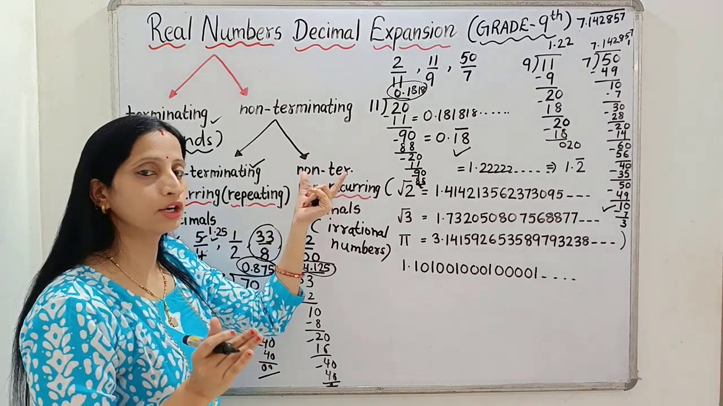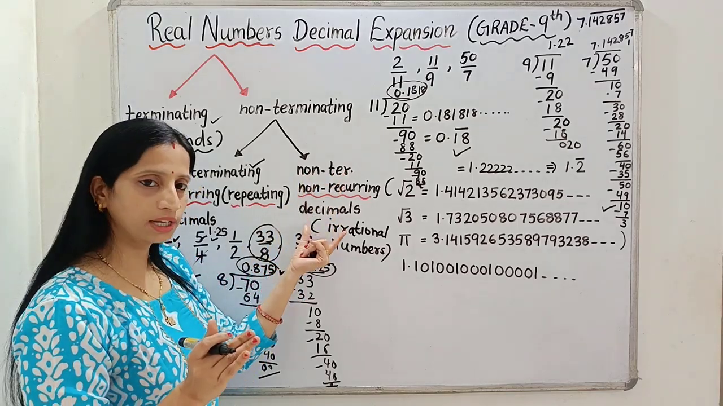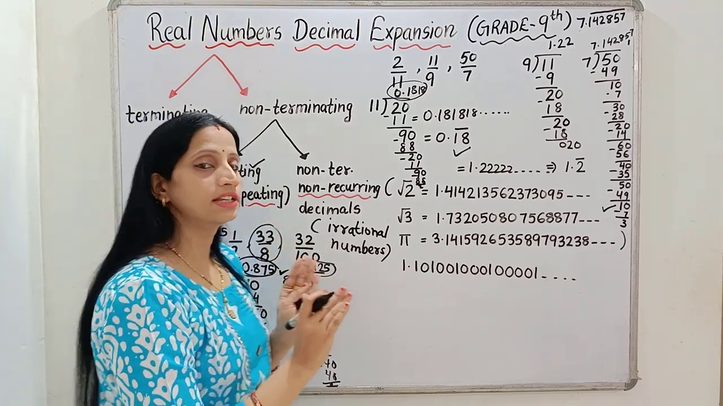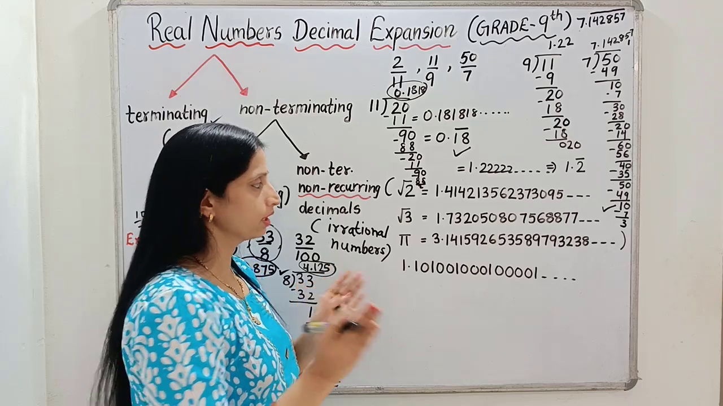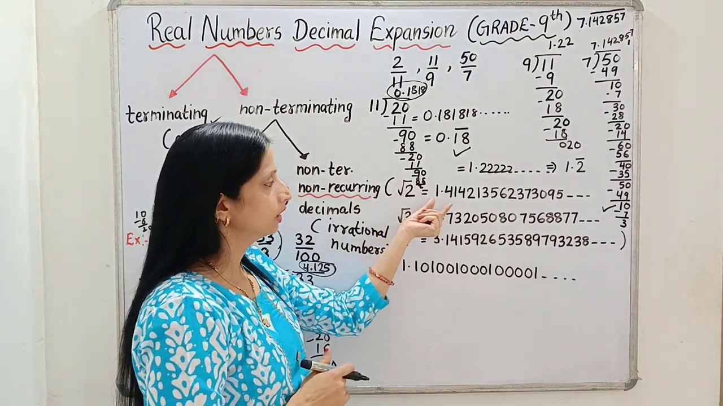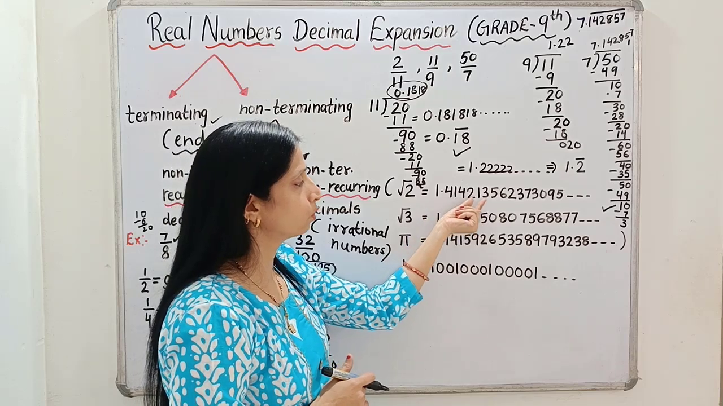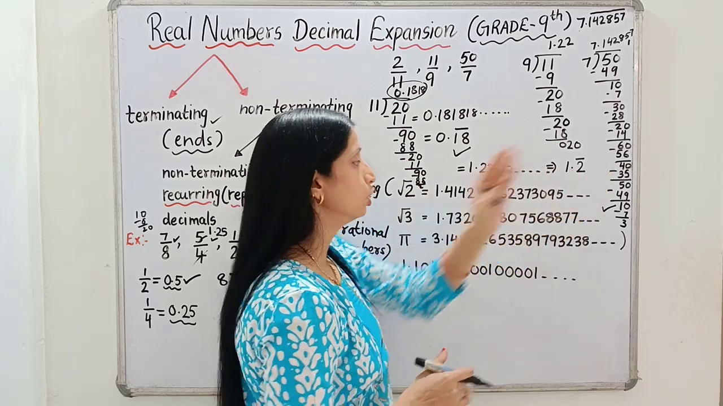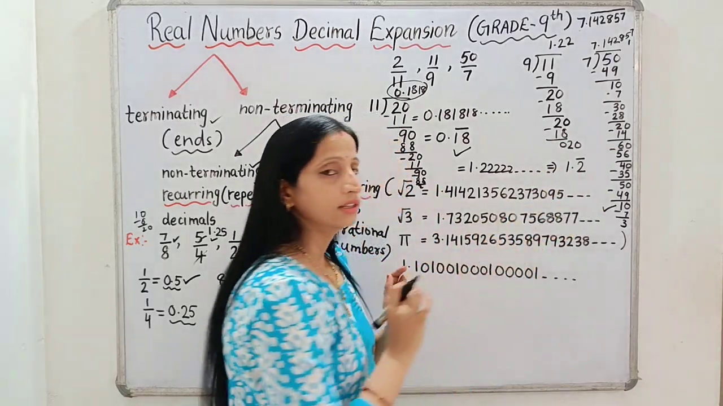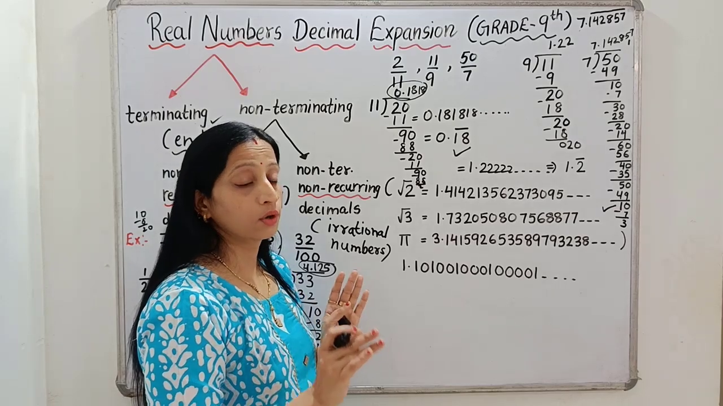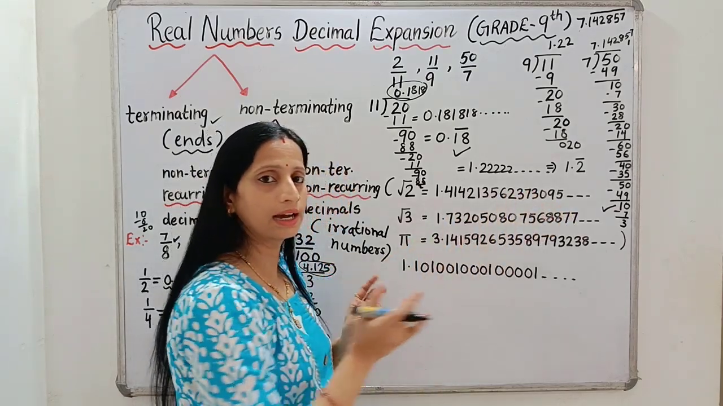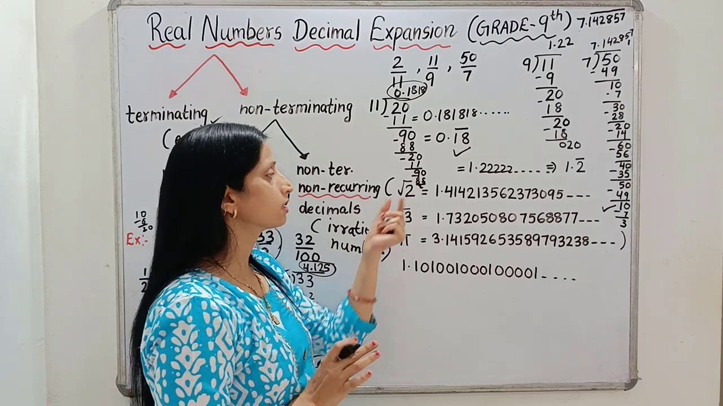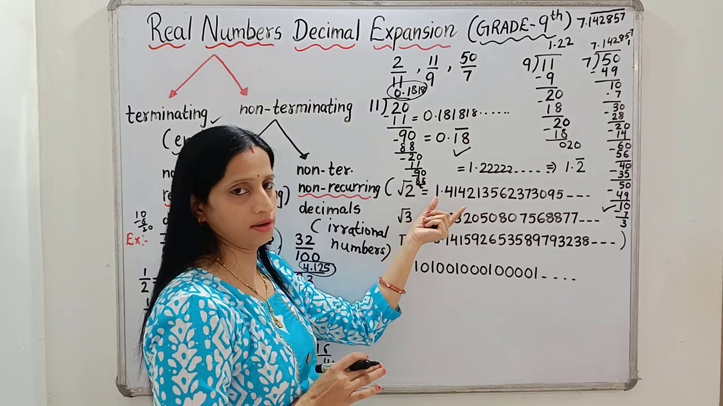Now what are non-terminating, non-repeating decimal numbers? When in a division no digit repeats itself. For example, the value of root 2 is 1.41421356237309 and so on. You can see the digits are not making any pattern, and none are getting repeated again and again. So that cannot be converted into a rational number. Hence root 2 is an irrational number.